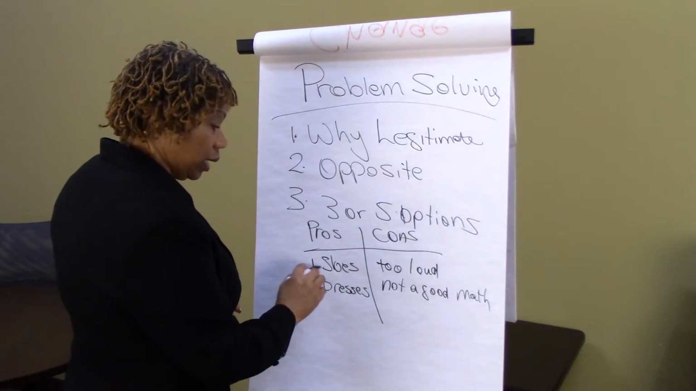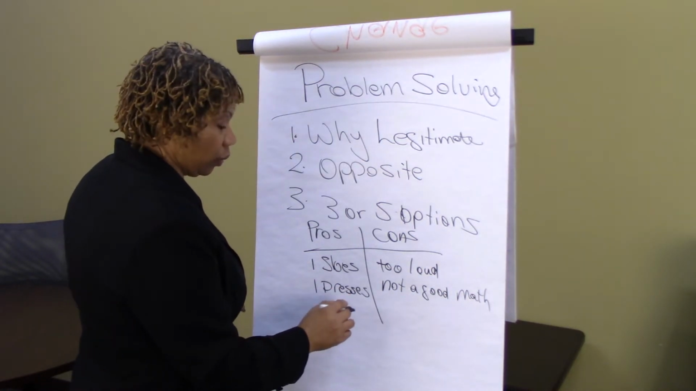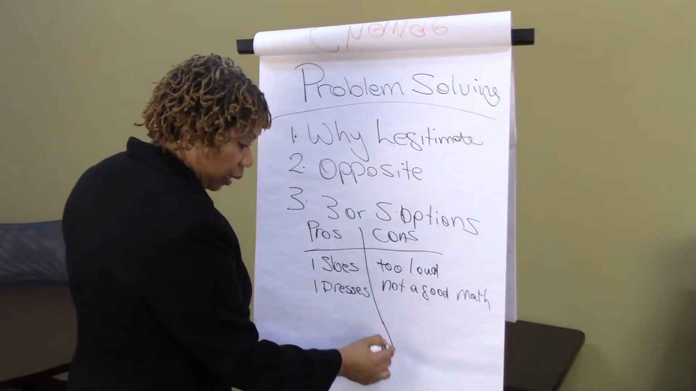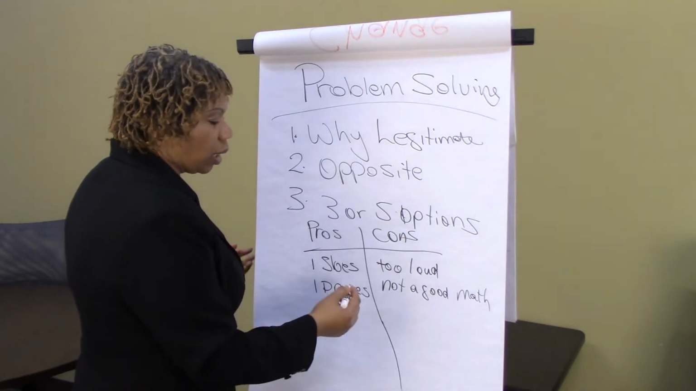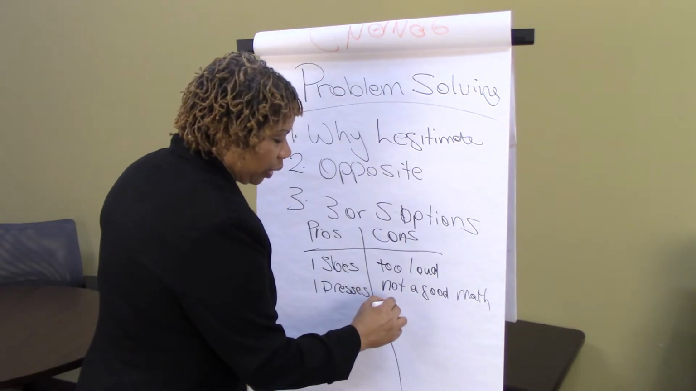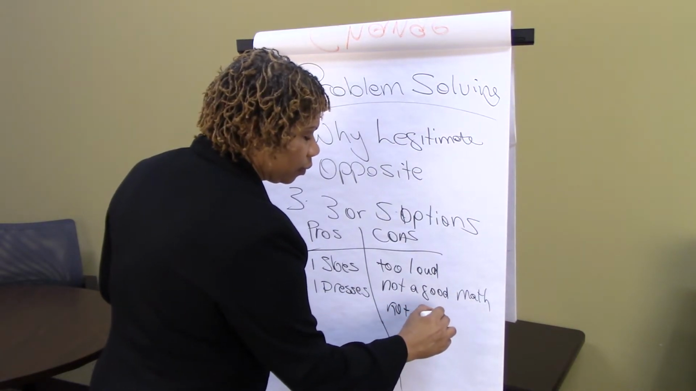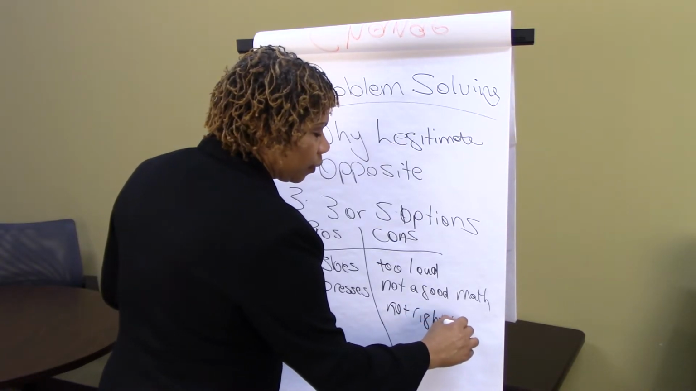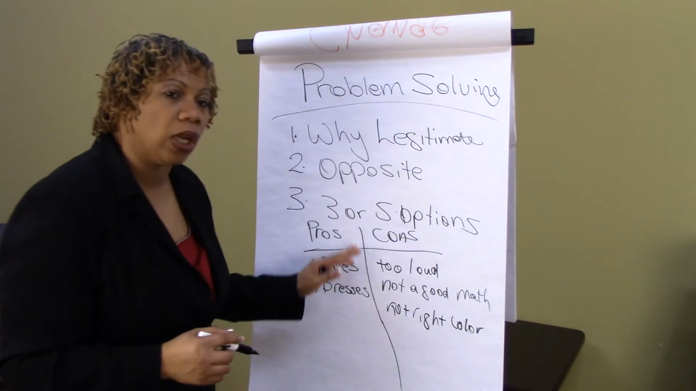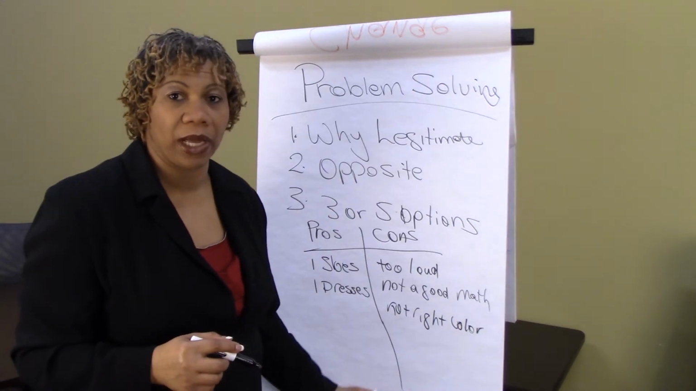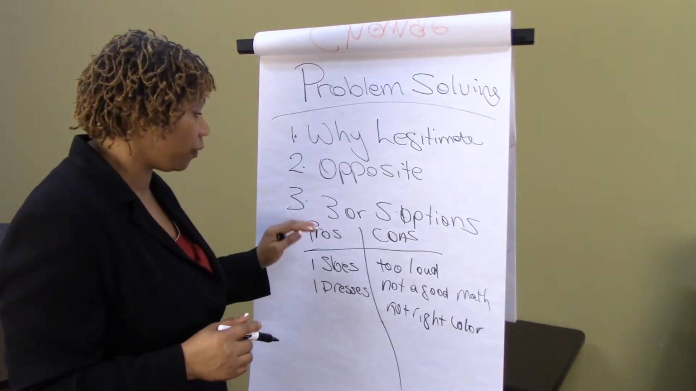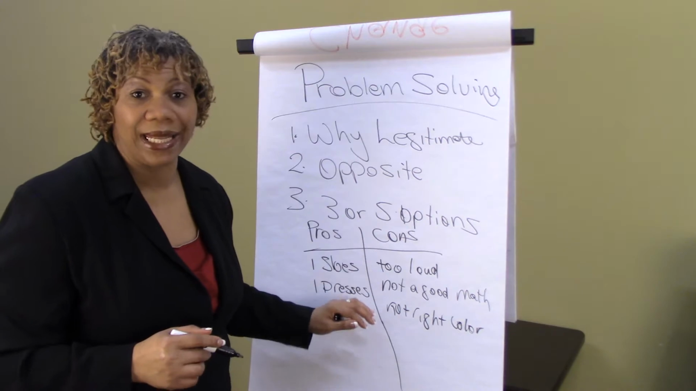And it is a shoe, I could wear it. It's a dress, I could wear it. It's a good thing, like, that's a pro. But it's not the right color, right? Not right color. So we could do that. So you go down the list and you write the good things about each one of them. So you do that for each of your 5 options, and then you weigh.